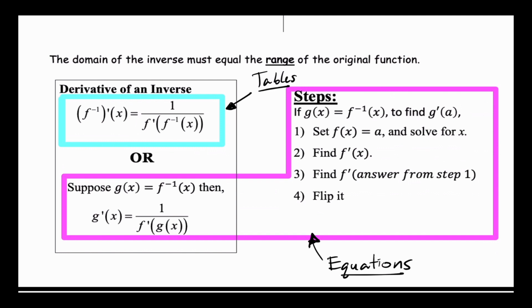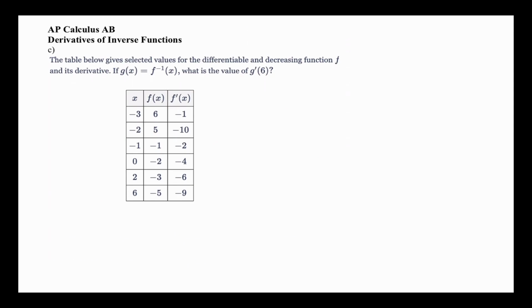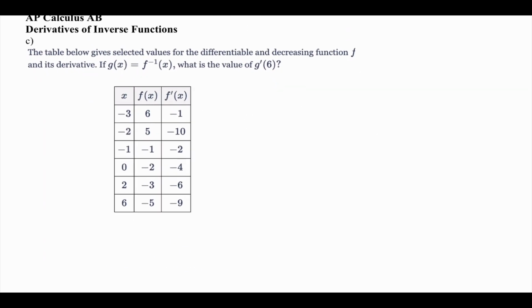Okay, so let's look at the problem. The table below gives selected values for a differentiable decreasing function and its derivative. So g of x is the inverse. They want us to find g prime of 6, which is the inverse at 6.